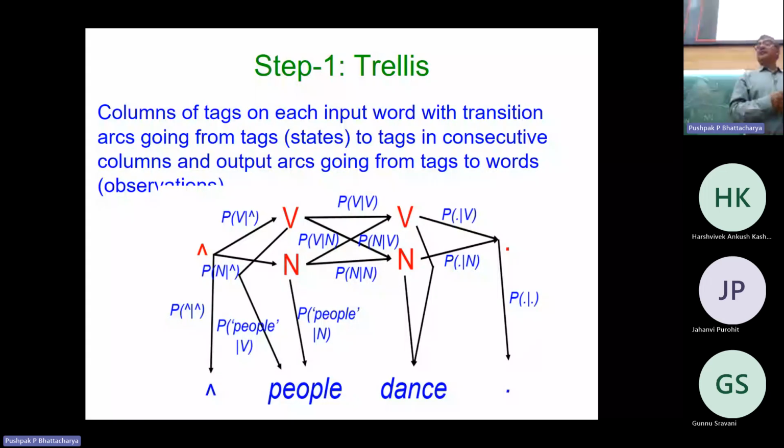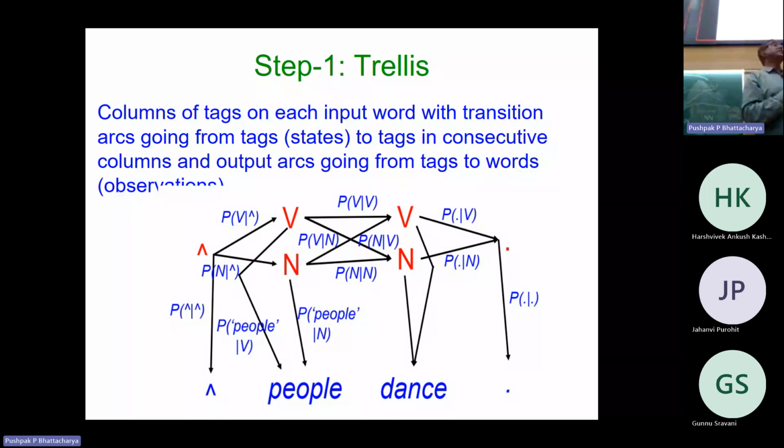From V, we have an arc, probability of V given V. From V, we have an arc going to N, so probability of N given V. Probability of V given N, probability of N given N. So there is an X kind of pattern there. Again, from V, there is an arc going to dance with probability of dance given V, and also probability of dance given N. Finally, we have probability of dot given V and probability of dot given N, and the observation probability being probability of dot given dot.